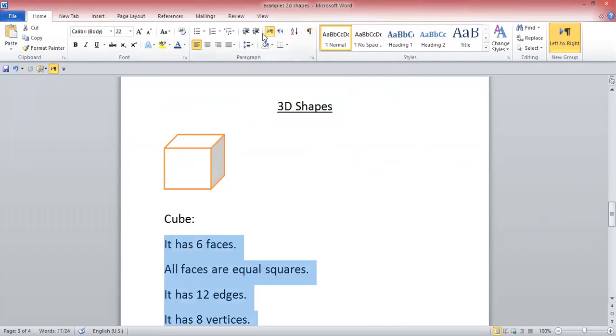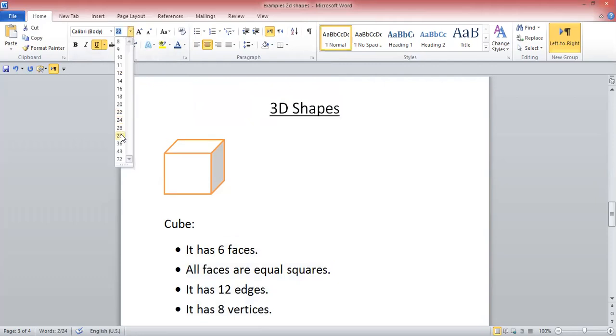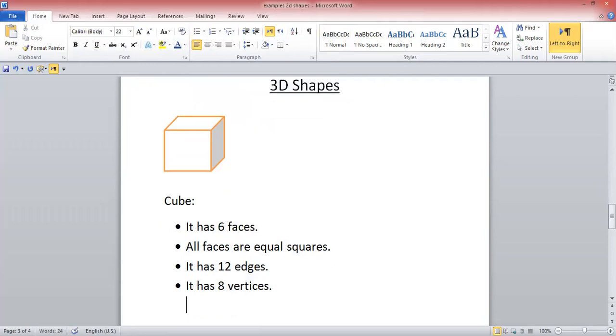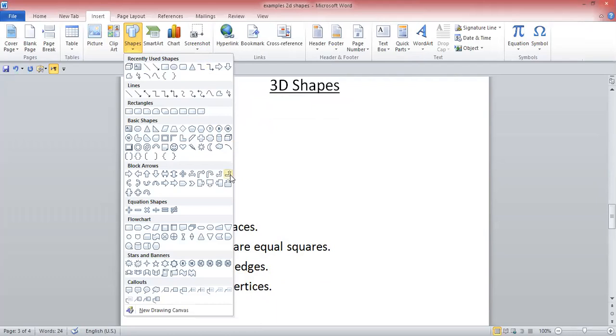All faces are equal squares. It has 12 edges and it has 8 vertices. Write this in your notebook. Then we will write, I'm going to draw another shape, and that shape is quite similar to this one.